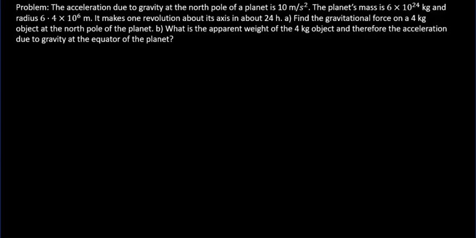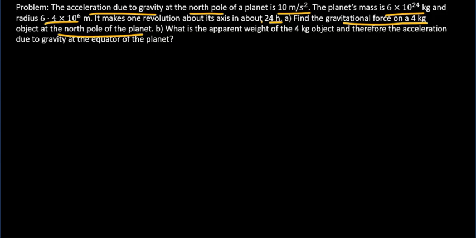Let's look at the following problem. The acceleration due to gravity at the north pole of a planet is 10 meters per second squared. The planet's mass is 6 times 10 to the power 24 kg, and its radius is 6.4 times 10 to the power 6 meters. It makes one revolution about its axis in about 24 hours. Find the gravitational force on a 4 kg object at the north pole of the planet.